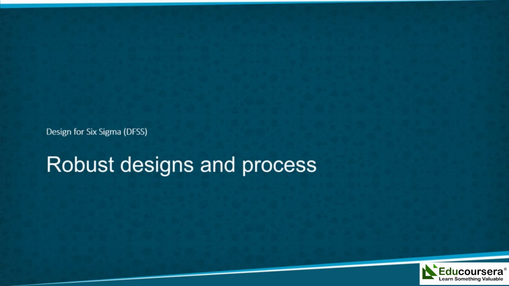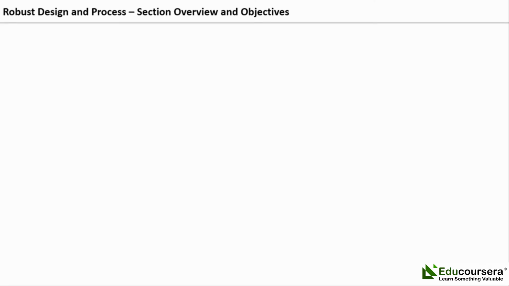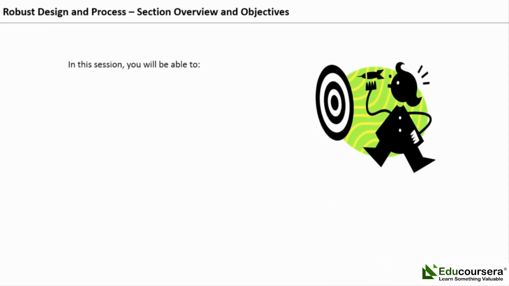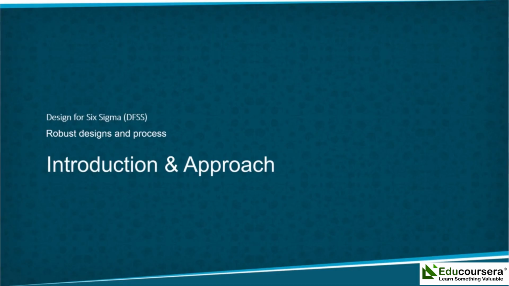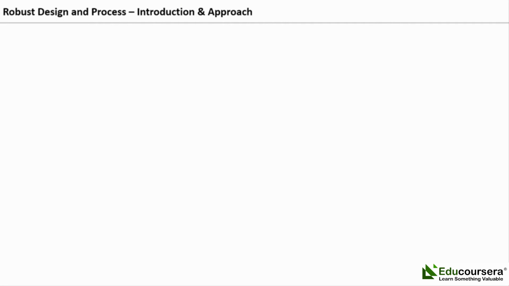In this video, let us learn about robust design and process. Robust design and process. Section overview and objectives. In this session, you will learn to define robust design and process. Describe the approach for robust design. List out the key principles of robust design. Explain Taguchi's quality imperatives. Introduction. Approach.